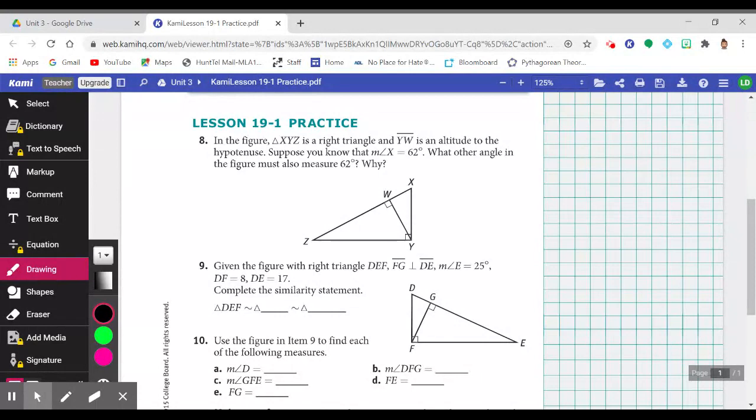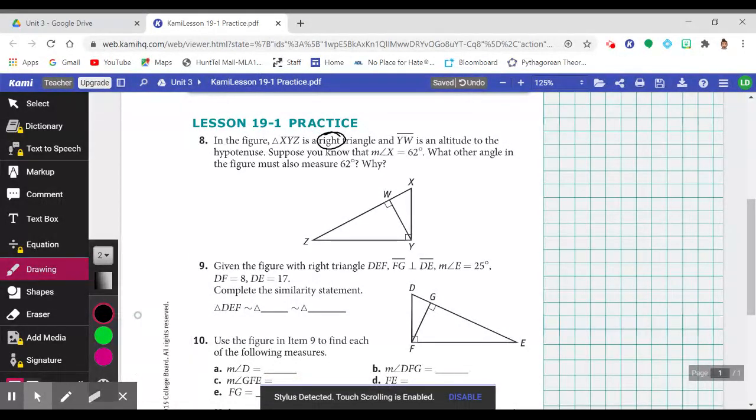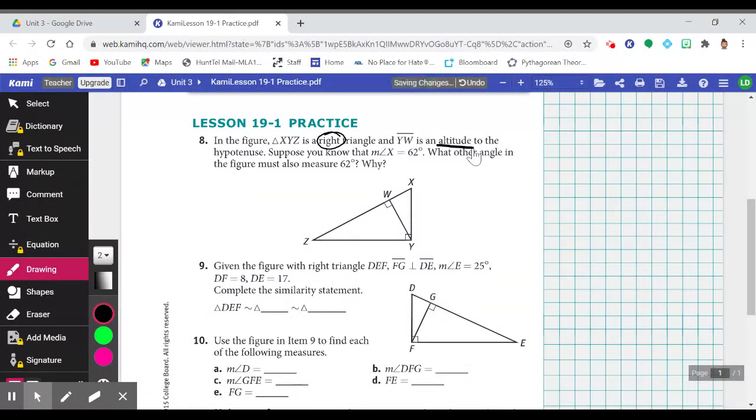So let's get going. Number 8 says, in the figure, triangle XYZ is a right triangle, and line YW is an altitude to the hypotenuse. Suppose you know that the measure of angle X is 62 degrees. What other angle in the figure must also measure 62 degrees?